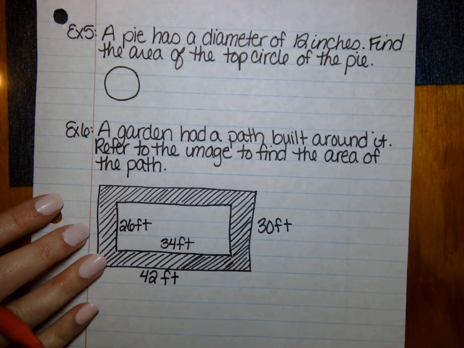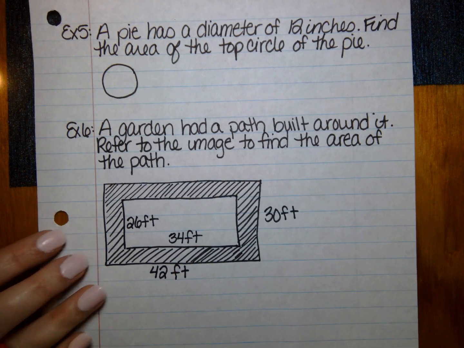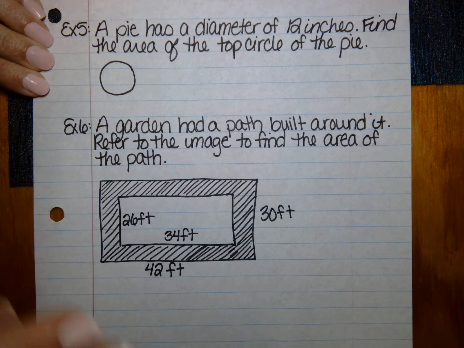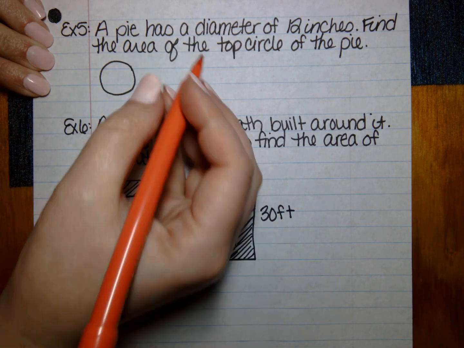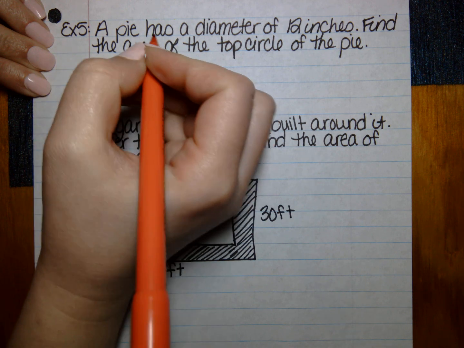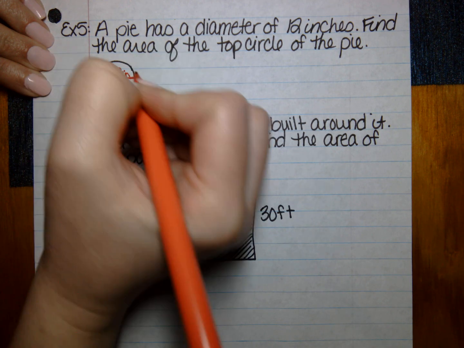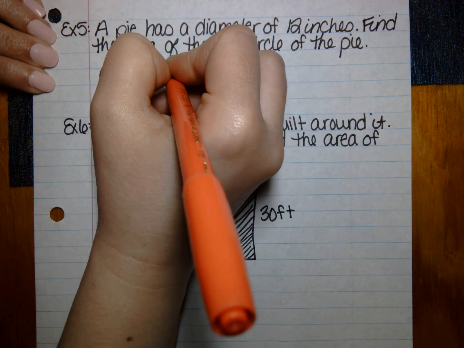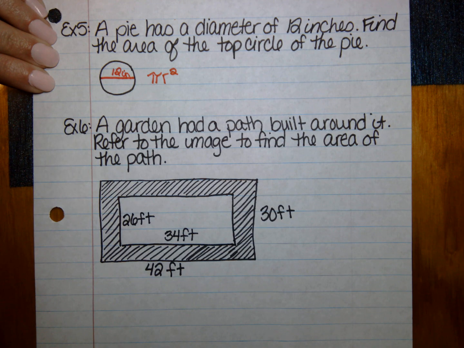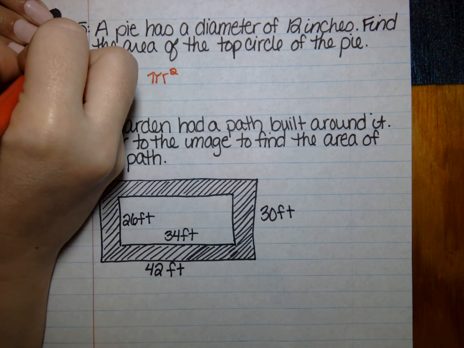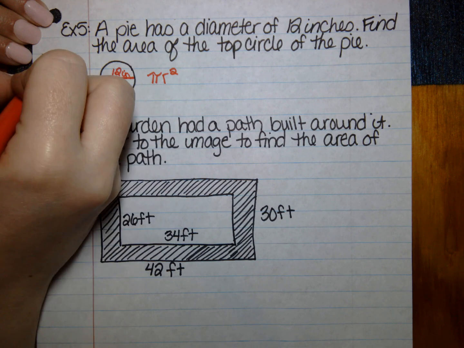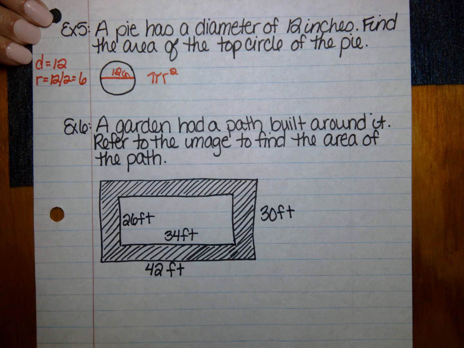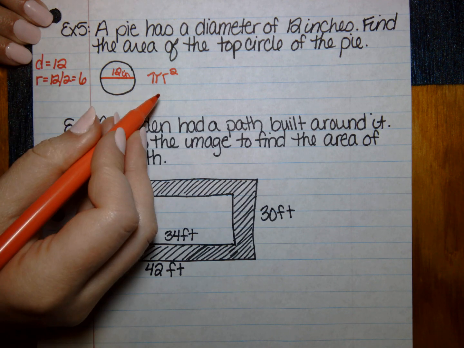2 more. If we look at a circle, it says a pie has a diameter of 12 inches, find the area of the top circle of the pie, that pie crust part that you put on top. So the diameter is the full length of the circle, so this is 12 inches. The equation for the area of a circle is pi radius squared. If my diameter is equal to 12, I know that my radius is half of that, so 12 divided by 2 is going to give me 6. So I'm going to plug in 6 for my r, not 12.